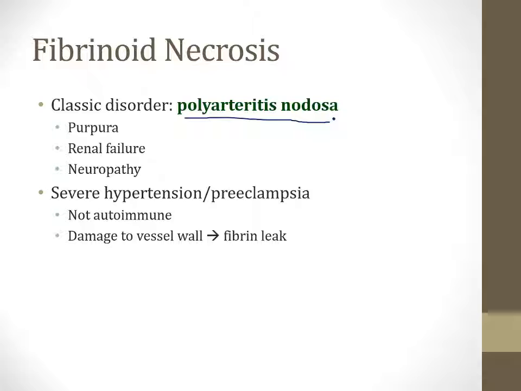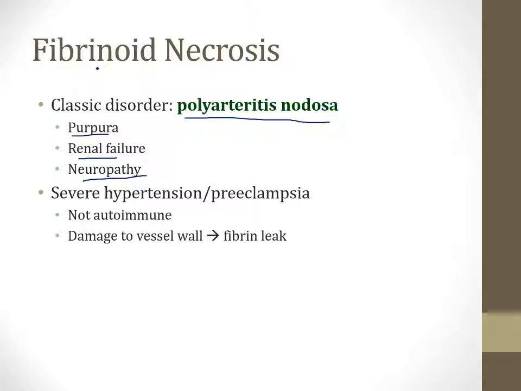I talk about this in the video on vasculitis in the immunology section, but people with polyarteritis nodosa develop purpura on their skin, they develop renal failure, and they develop neuropathy, and the classic finding on biopsy of a blood vessel in a patient with PAN is fibrinoid necrosis.